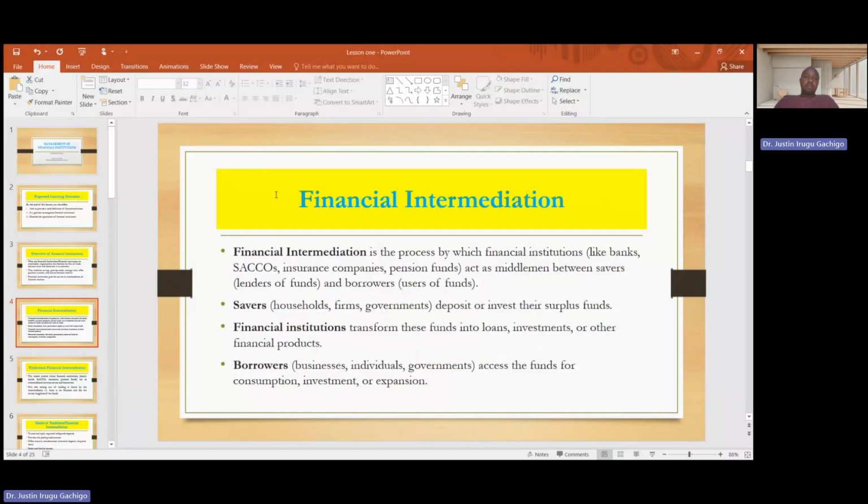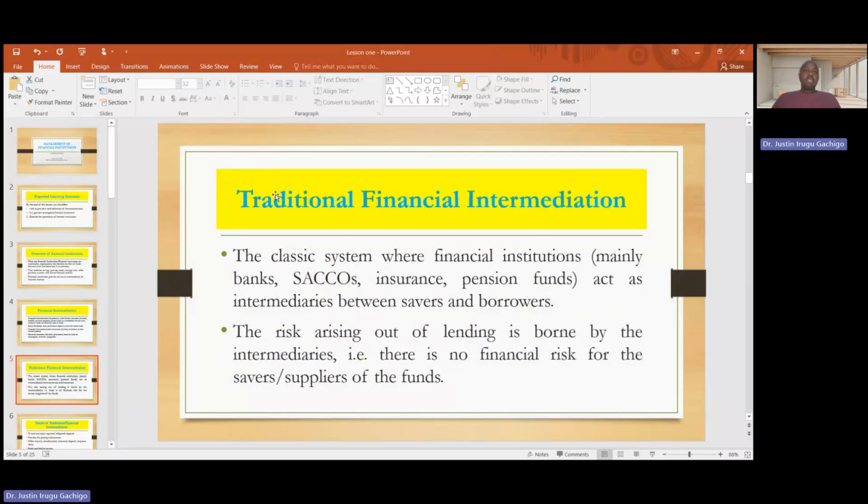Then borrowers, these are individuals, businesses, and government who can access the funds for consumption, investment, or expansion. So a borrower again can also be me and you. When we are short of funds, we can still go to the bank and ask for a loan. Or even the government can ask for a loan, or even a business. Now let us look at the traditional financial intermediation.